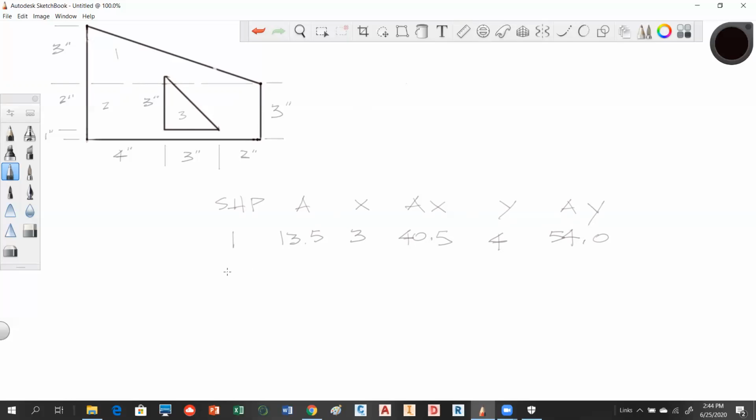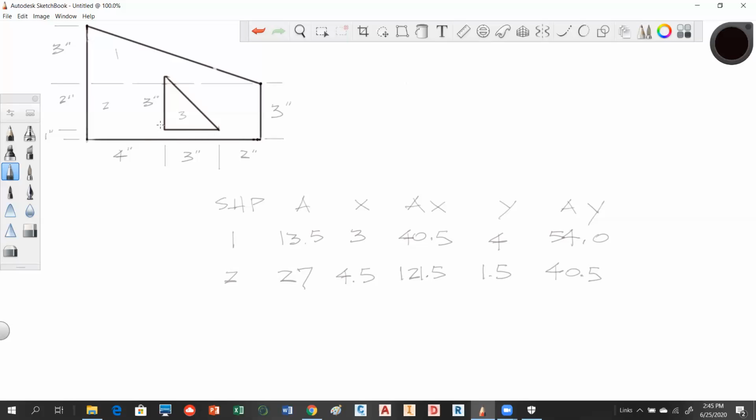Okay, so we'll take a look at shape 2. Shape 2 is much simpler. It's a rectangle. So we have 3 times 9 gives us an area of 27. The x distance is just half of 9, so that turns out to be 4.5. A times x gives us 121.5. Y is half of the distance up, so that would be 1.5. 1.5 times the area gives us 40.5.